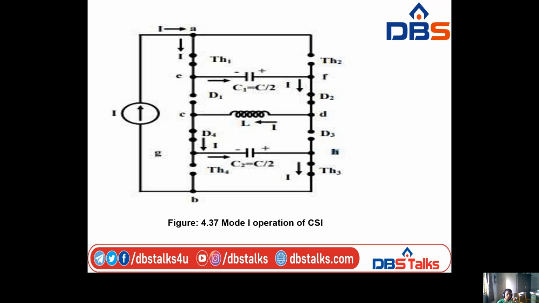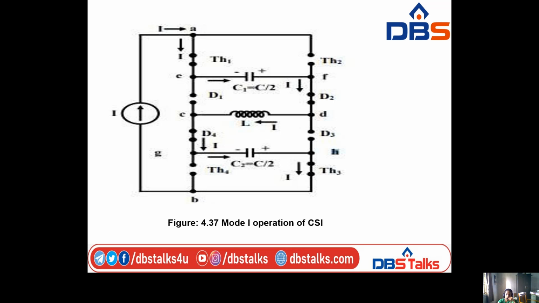Here we have to see the mode 1 operation of CSC. When TH2 and TH3 are triggered, the current flow direction will be from the source to the thyristor, and from the thyristor to the capacitors. These two capacitors will be charged with the given polarities.